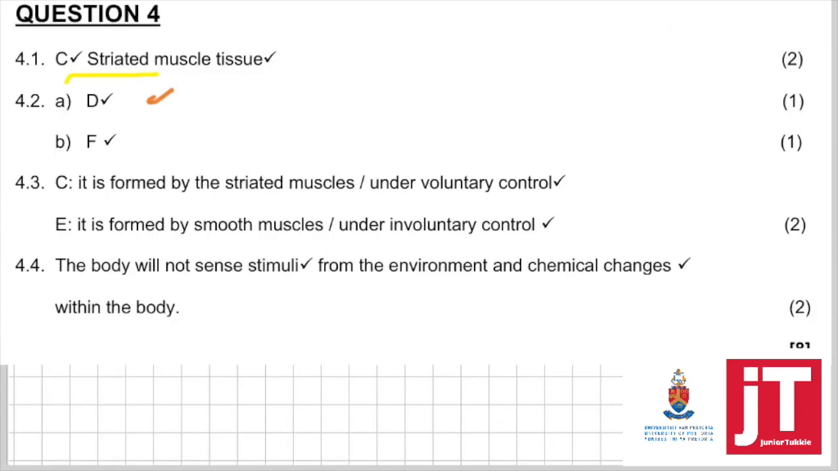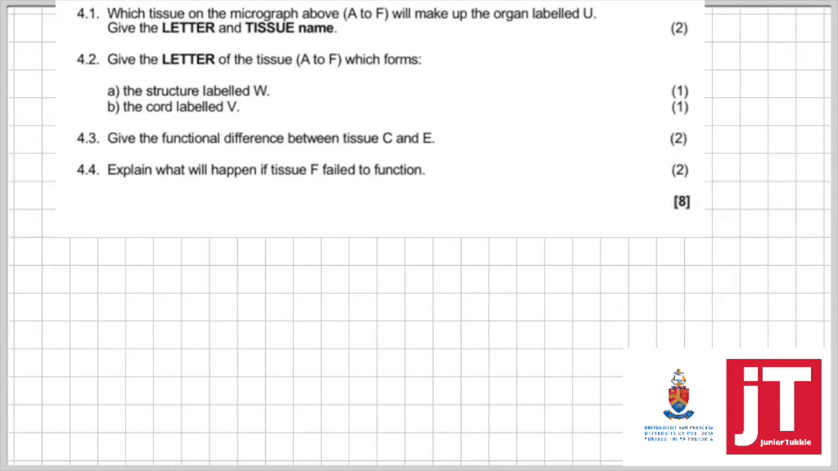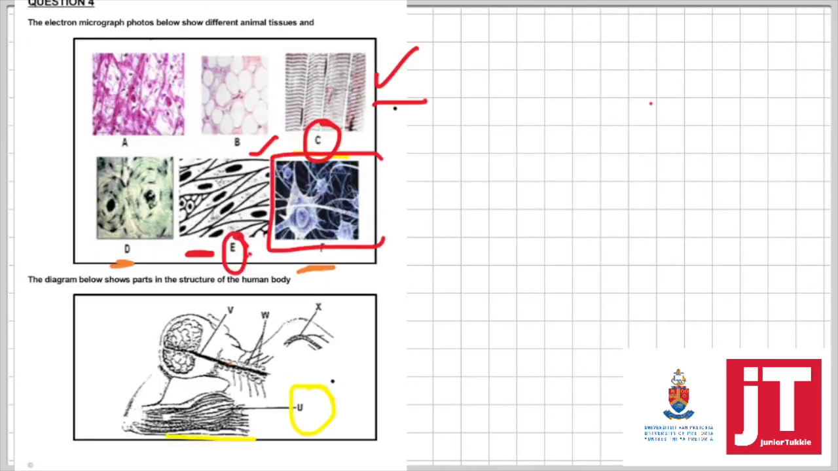Right, so let us see. Striated muscle tissue, voluntary; smooth muscle tissue, involuntary. Right, one major difference. Right, let's go to 4.4. Explain what will happen if tissue F failed to function, for 2 marks. Tissue F is the nervous tissue.